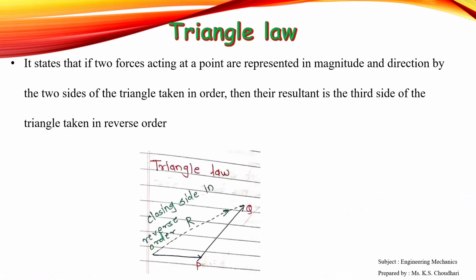Now the triangle law. This is also a very simple law. Look at the statement. It states that if two forces acting at a point are represented in magnitude and direction by two sides of a triangle taken in order, then their resultant is the third side of the triangle taken in reverse order. Now look at the figure. There are two forces, force P and force Q. Now the direction of force P is like this here. Okay, it is moving in an anti-clockwise direction.